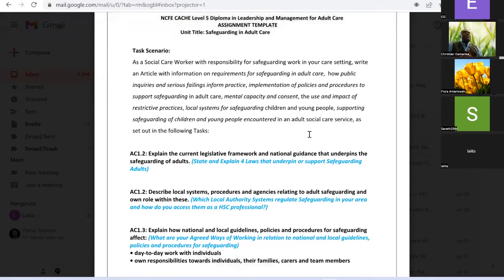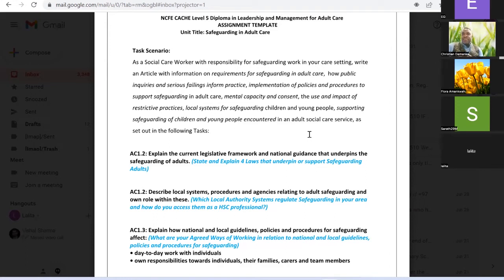What are agreed ways of working? Agreed ways of working is your contract. What is stated in your contract in relation to how you're supposed to do your work? What are your responsibilities? What are your roles? Which policies are you supposed to abide by? Which code of conduct are you supposed to follow? Those are agreed ways of working.